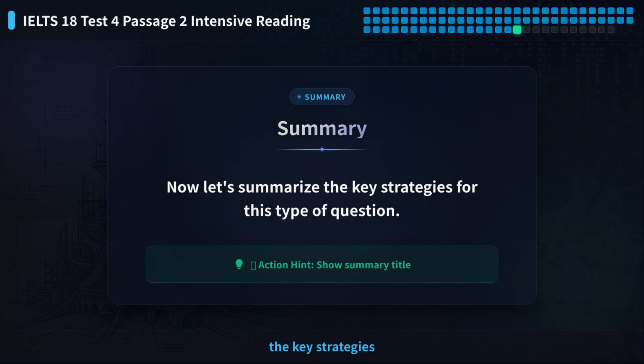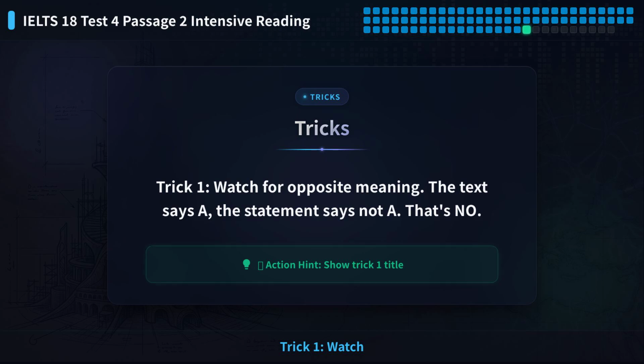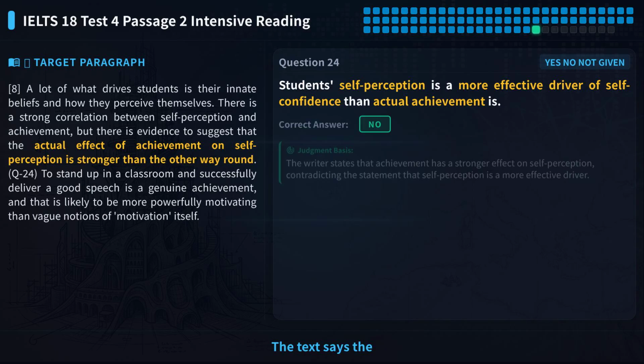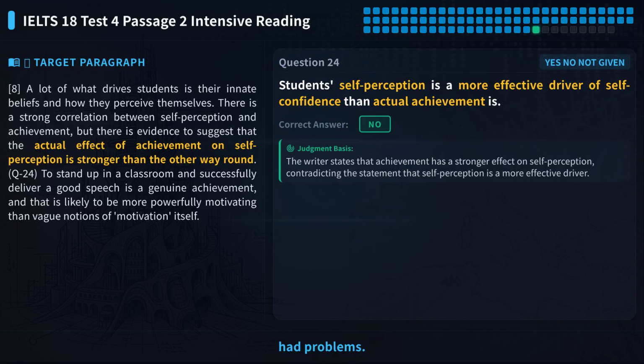Now let's summarize the key strategies for this type of question. Trick 1. Watch for opposite meaning. The text says A, the statement says not A. That's no. For example, question 24. The text says the research design had problems. The statement says the method was not strict. That's an opposite meaning.